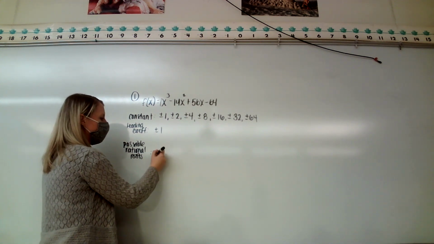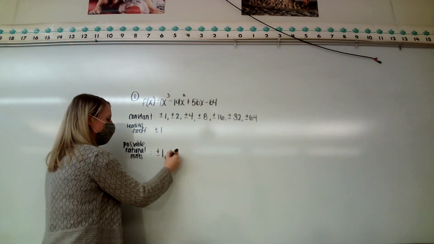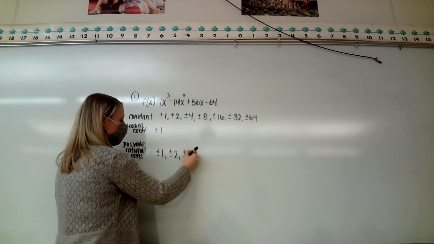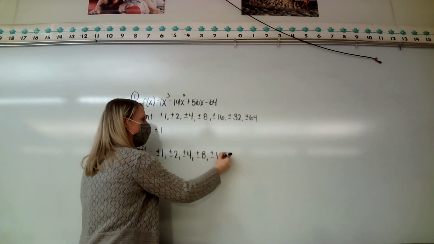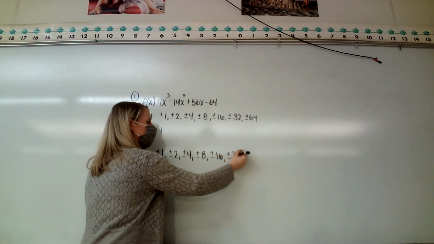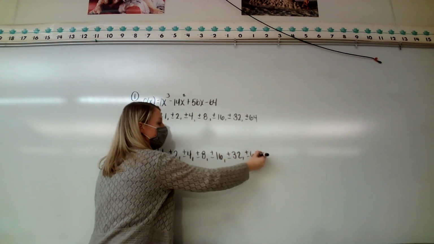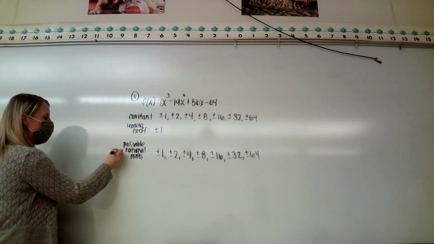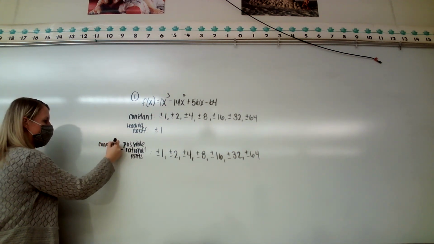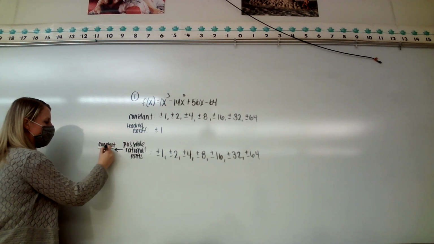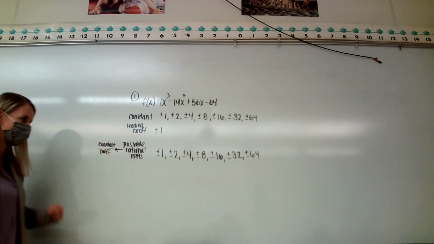But I'm going to rewrite it, because if I divide all those by 1, I just get the same list back. But just to remind myself what I'm doing. It is kind of annoying to keep writing it, but there you go. So remember, possible rational roots is constant over coefficient. But since we're dividing everything by 1, it just stays as that same list.